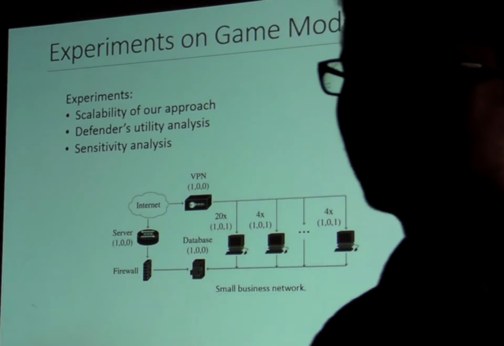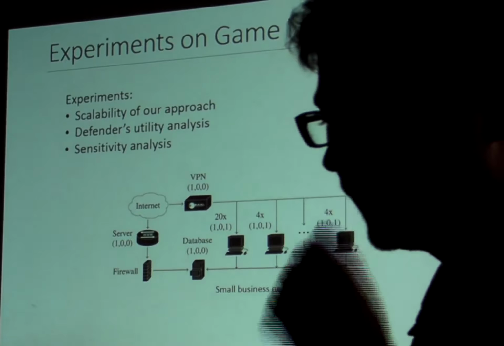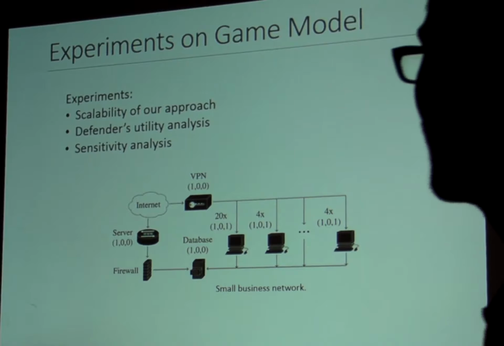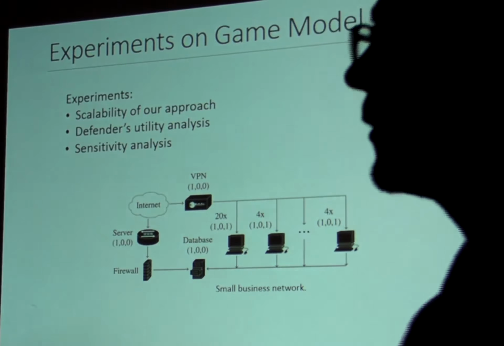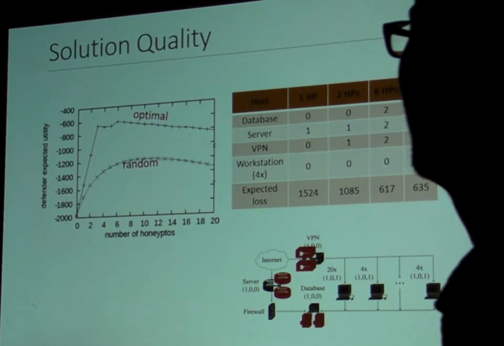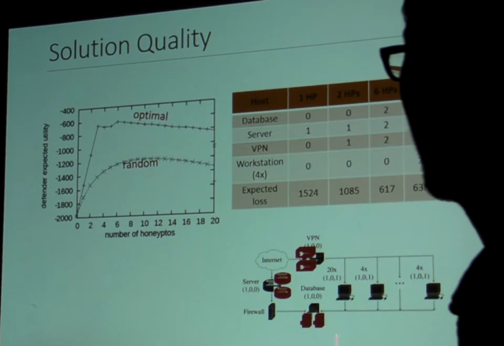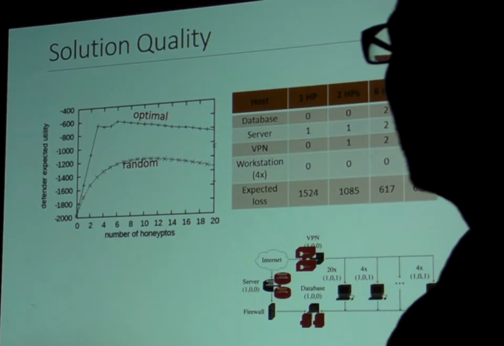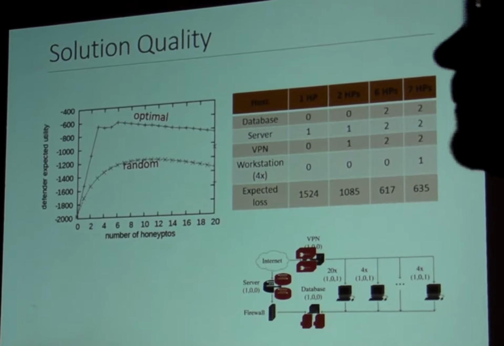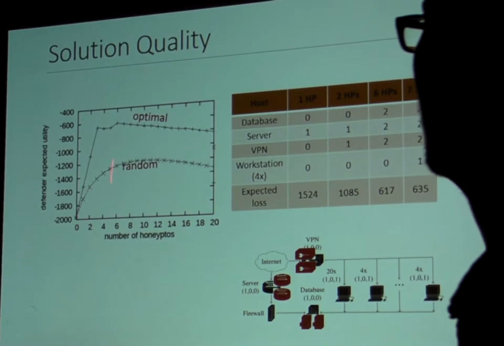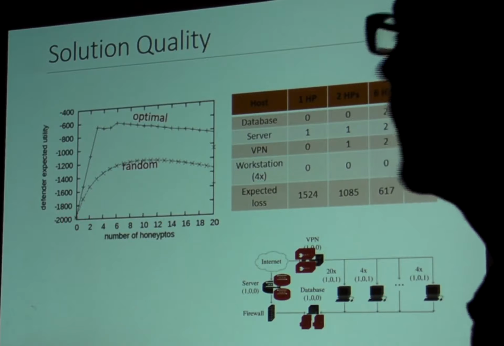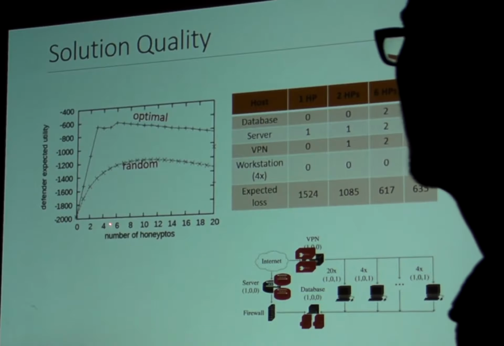So we ran some experiments on this network, which is just a model, it's not a real network. So we compared the defender's utilities if he allocated the honeypots optimally compared to if he put them randomly. So it was the uniform strategy. And so this is the difference. This is the number of honeypots allocated into the network, and this is the defender's utility for the best allocation of that number.